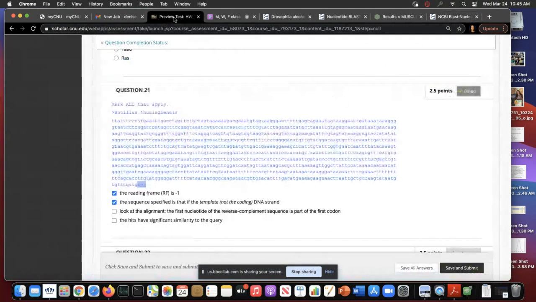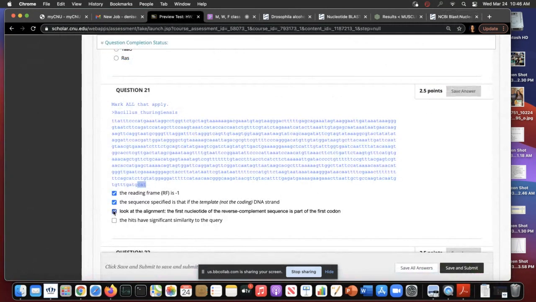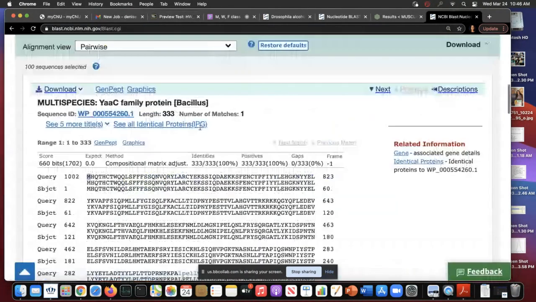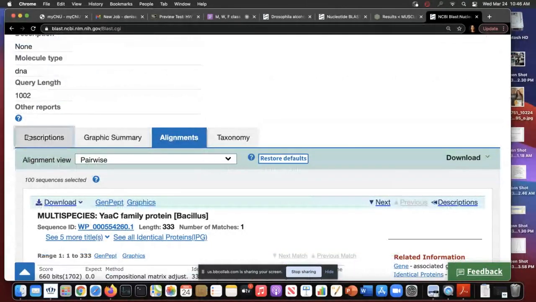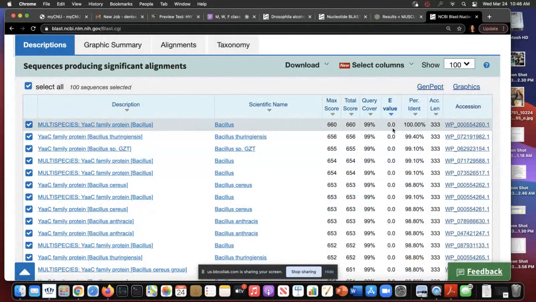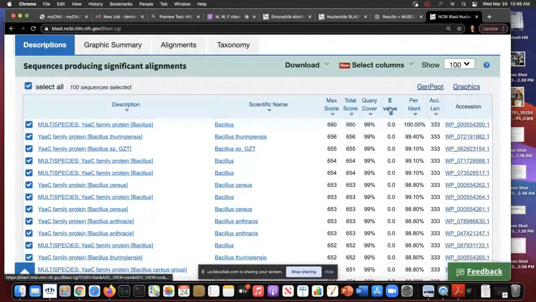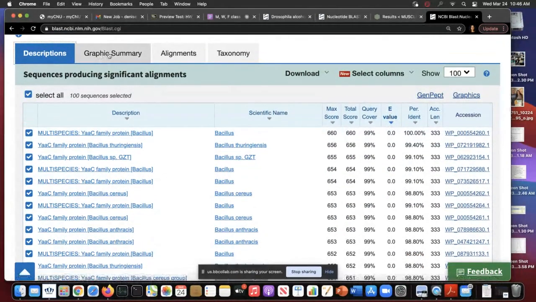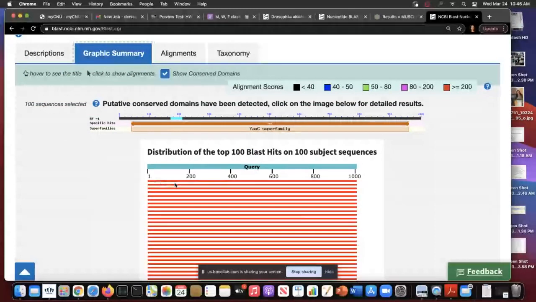And let's see what else. So that's true, and the hits have significant similarity to the query. Yeah, it does. It was red. How do I know it's significant? Because of the e-value. An e-value of 0 is like, whoa, that's an awesome hit. Remember, the lower the e-value, the better the hit. And in the graphic summary, if it's red, you're like, awesome, that's a really good hit, a really good match.